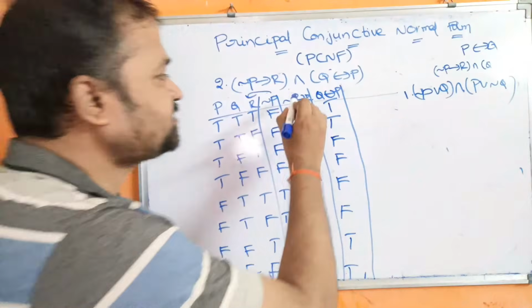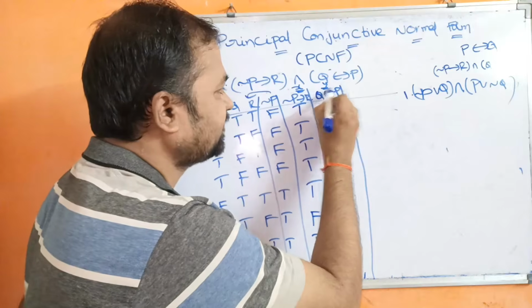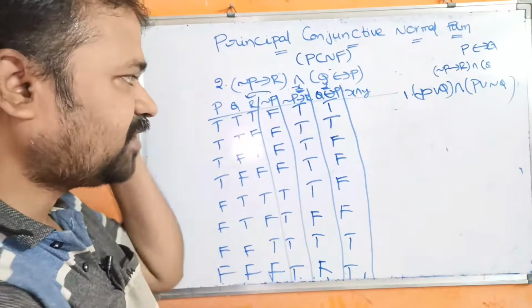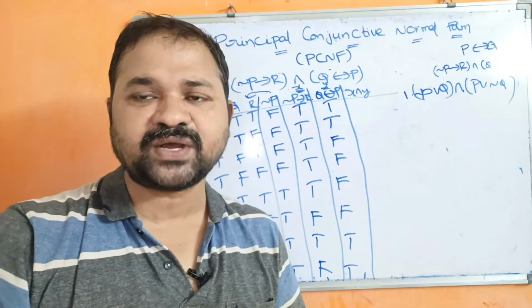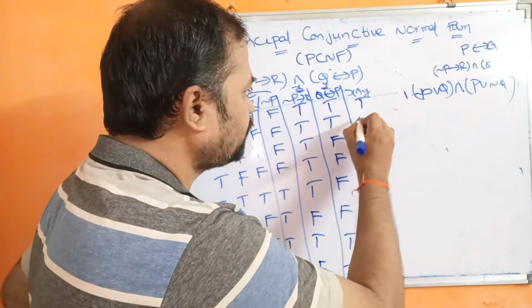Next we need to perform the AND operation. Let us assume that this is X, this is Y. Let us perform the AND operation. We know about the AND operation. When both are true, the result is true. Otherwise the result is false. So true true means true. True true means true.